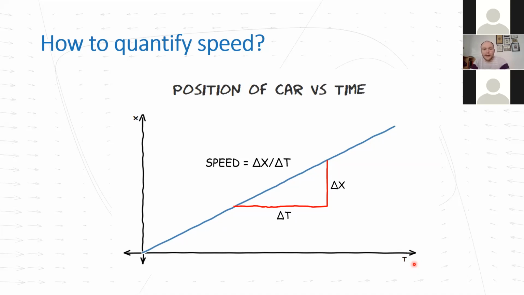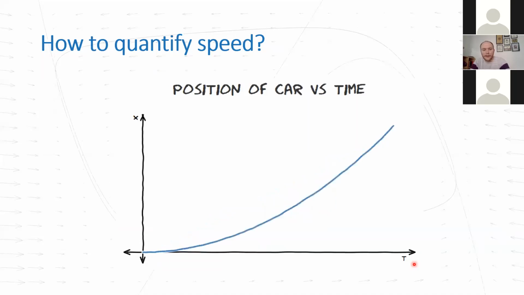One of the nice things about a car moving at constant speed is that it doesn't matter how big this time step is. We can say it moved 60 miles in 1 hour or 120 miles in 2 hours, and we still get 60 miles per hour. But now what if the car isn't moving at constant speed? What if we have a car that is changing speed, something like this? The line is no longer a straight line.